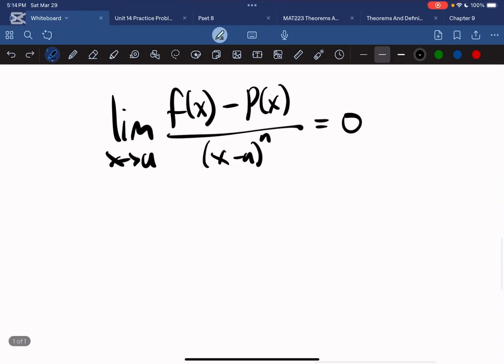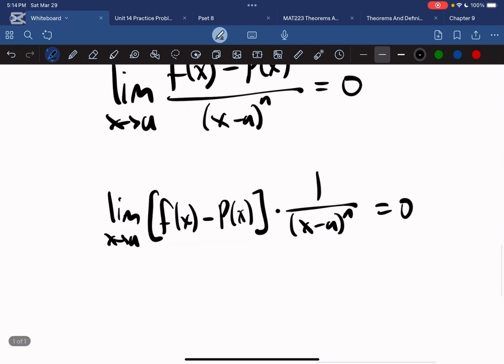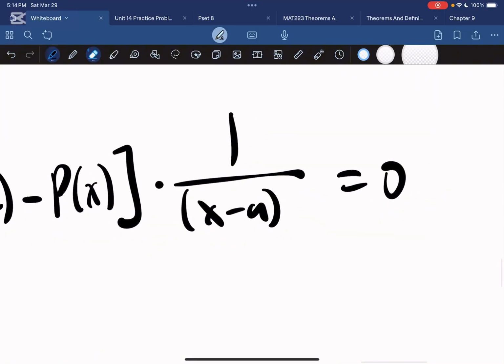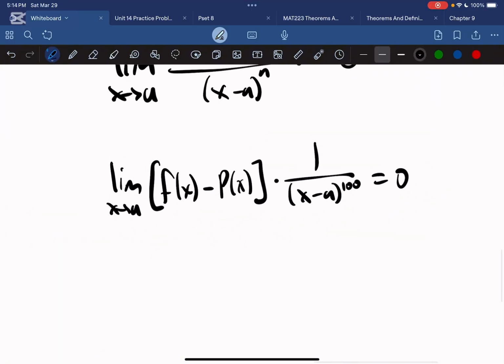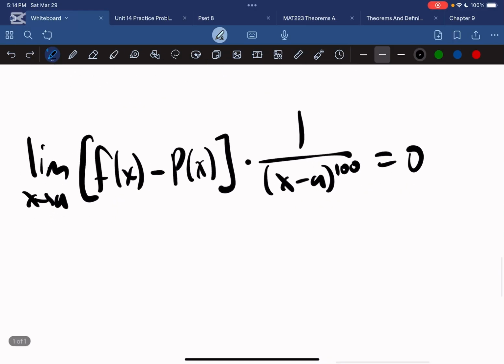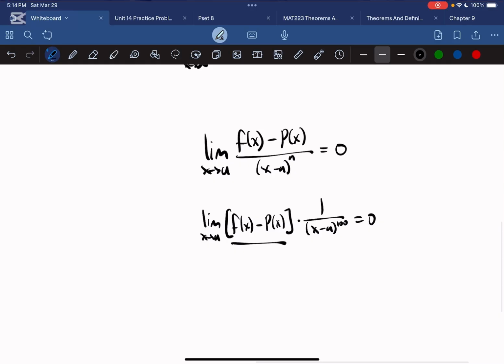Another way we can write this out that might make it a bit more clear is writing f of x minus p of x times 1 over x minus a to the n equals 0. This guy goes to infinity, especially if n, let's say n was like 100. Then as x goes to a, this guy goes to 0, and that little term is being amplified by this 100. So this should be infinity. But if this guy still beats him and equals 0, then this guy's a damn good approximation. So this is sort of what we're saying.